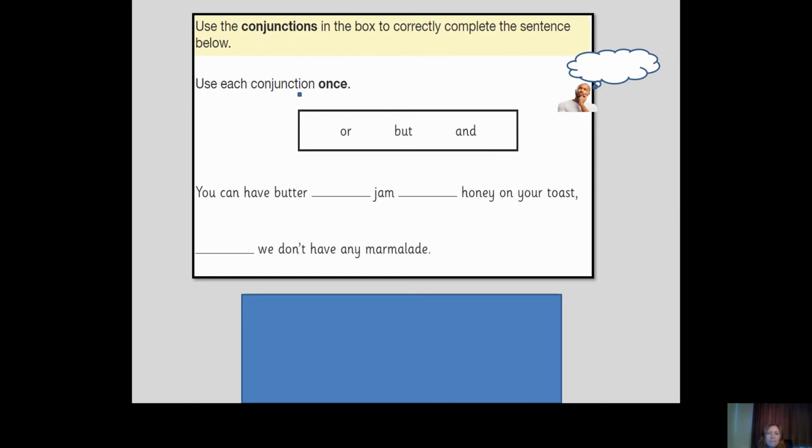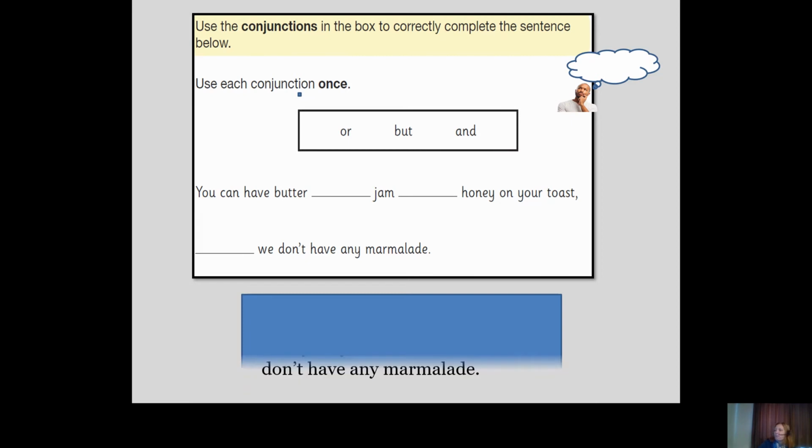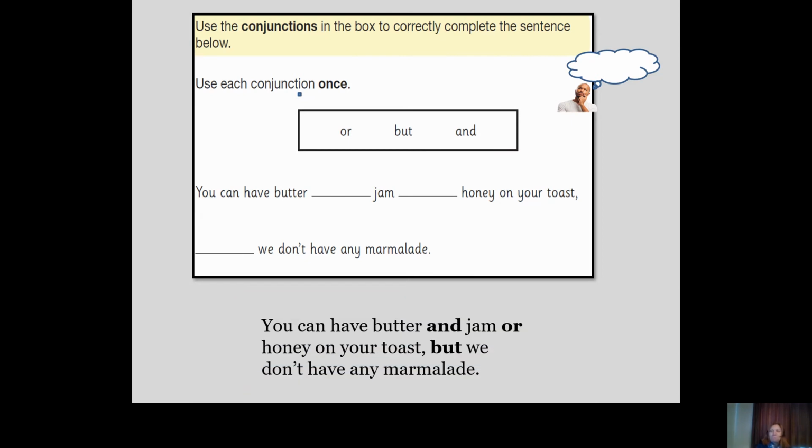And what do you think? Take a moment. Swap them around. You can have butter or jam, but honey on your toast. No. You can have butter or jam and honey on your toast. Would you put jam with honey? So you're thinking about the comprehension, the understanding. Oh no, but I might put butter and jam. So you can have butter and jam or honey on your toast, but we don't have any marmalade. Do you agree with that one? Yeah. It's about working it out, reading it through in their heads, jotting it down, trying it out.